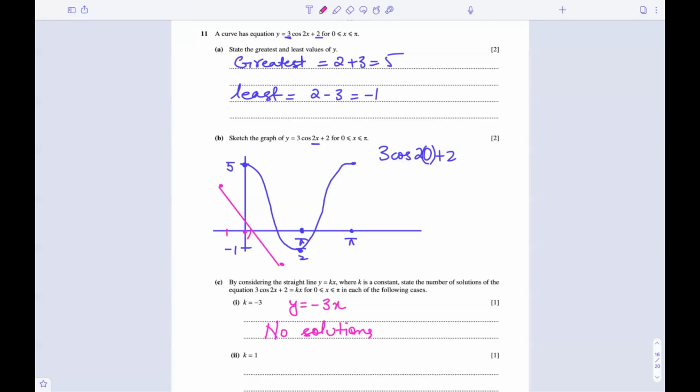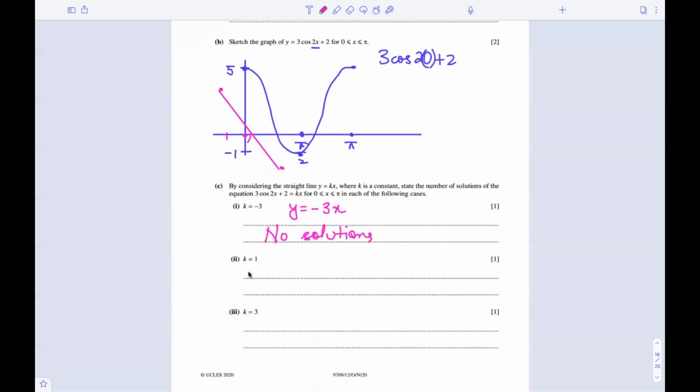Now in the next part, k is equal to 1, which means the equation is y is equal to x. Now when we make the line for y is equal to x, it means when x is 1, y is 1, when x is 2, y is 2, and so on. So the line would be somewhat like this. Now we can see that they're intersecting at two different points. So the answer would be that it has two solutions. And for k is equal to 3, the equation would become y is equal to 3x. So the line would be somewhat like this. And we can see that for this part, there is only one solution.